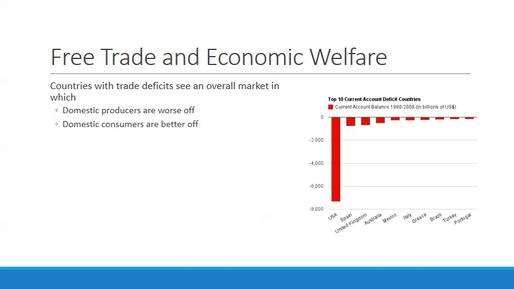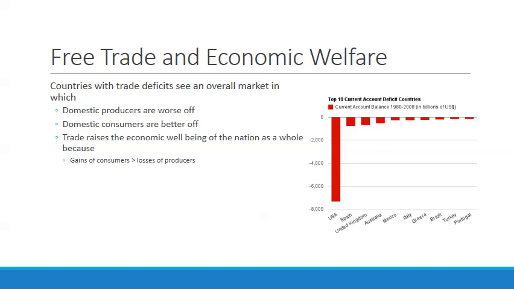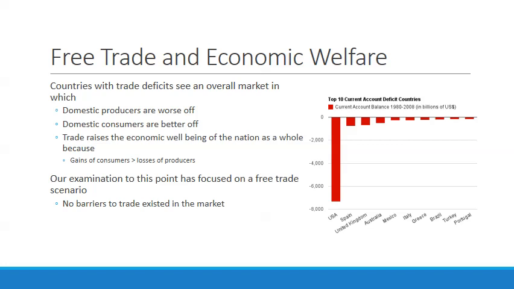Now, the domestic consumers, though, are better off because what happens to prices? They go down. The quality of goods can increase, the amount of goods can increase. Now, trade raises the economic well-being of the nation as a whole because the gains of the consumers are greater than the losses of the producers. So our examination at this point is focused on a free trade scenario. Everything we've done has been done without the creation of any sort of trade barriers. So no barriers have existed at all.